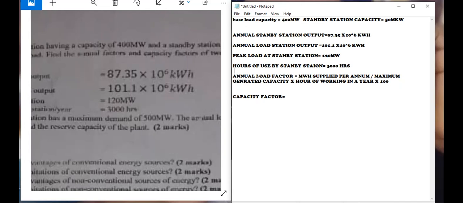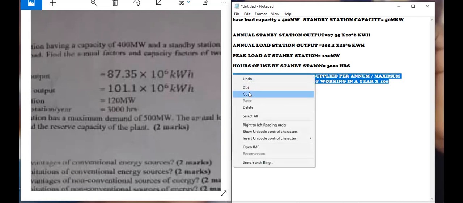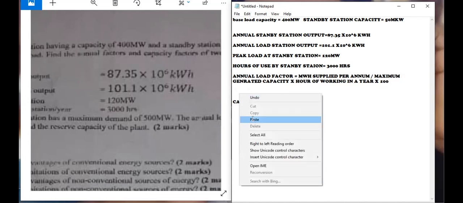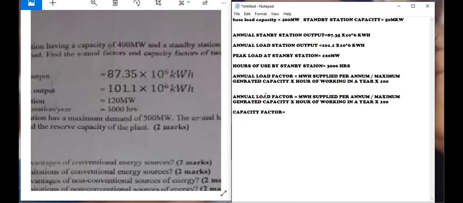So let's say annual load factor for, let me copy this, I'm not stressing myself. Copy this and then I paste it here. But now instead of the annual load factor, say annual load factor for base load, because the answer is for both the base load and for the standby station.